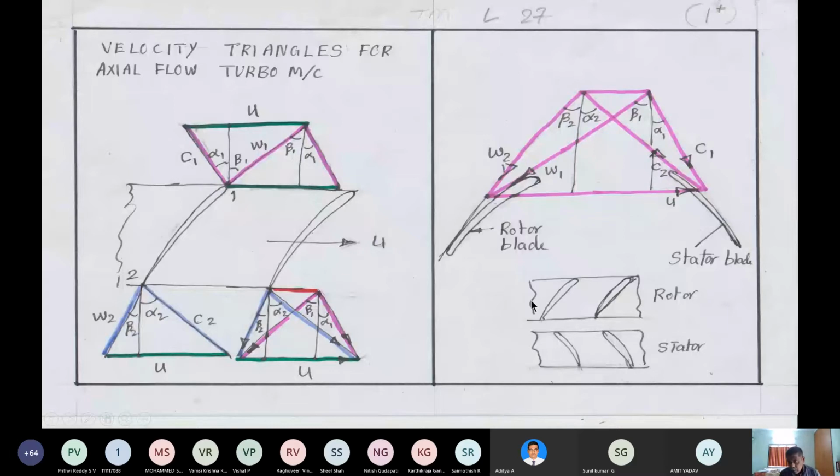So they are one and the same. That is, these rotor blades are put here in the cascade format. Similarly, the stator blades, after the rotor blades, for the next stage the stator is there. So after this stator, the flow direction will become C1 for the next stage.